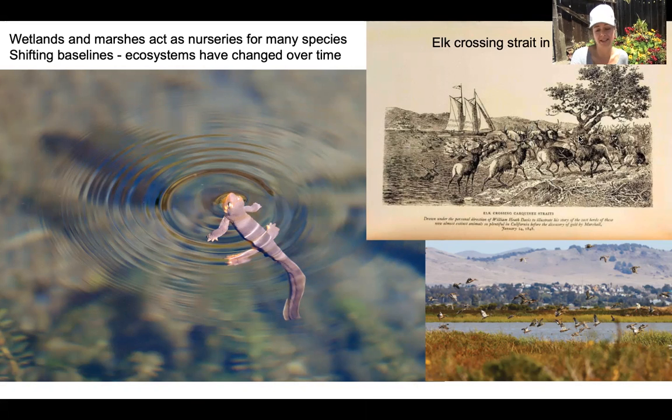So here, this is showing what does not happen anymore: a herd of elk crossing Carquinez Strait. There are no longer herds of elk in these areas. The strait itself has been dredged so that boats can get through. This is not normal anymore.